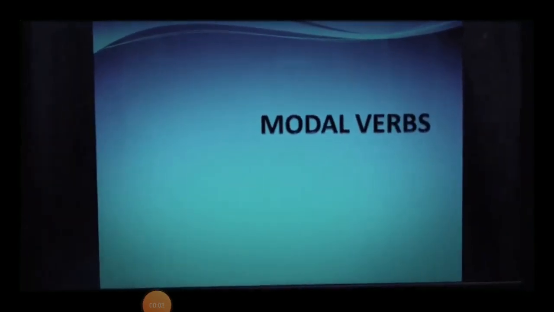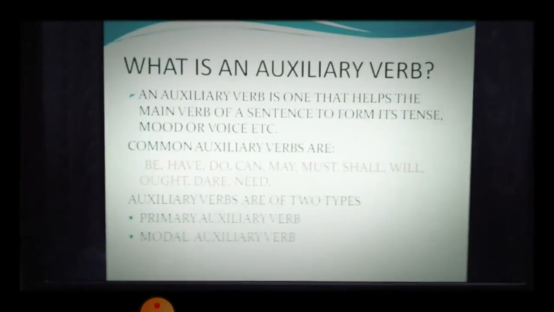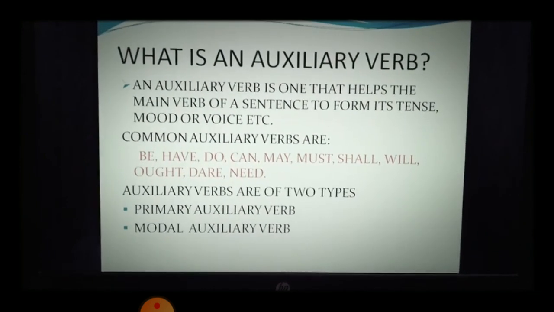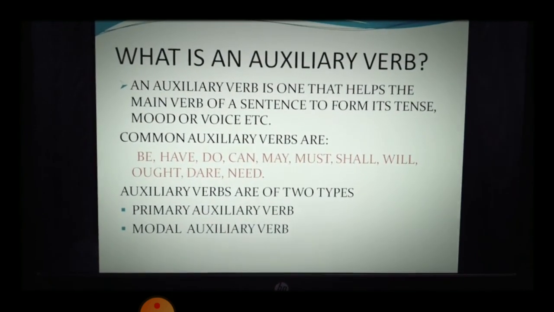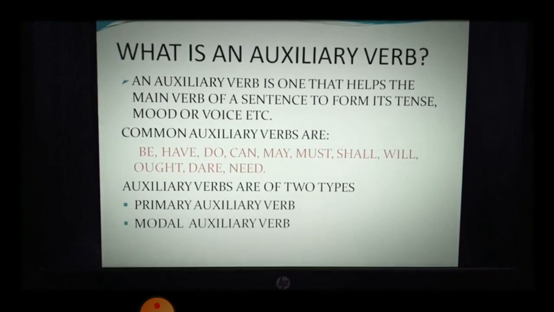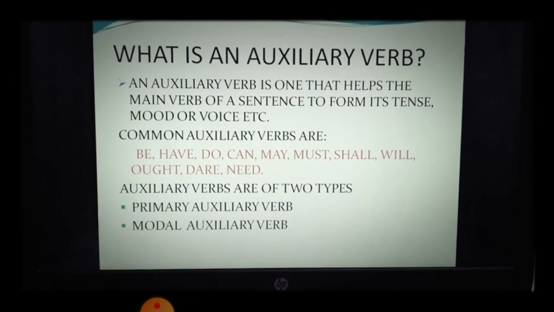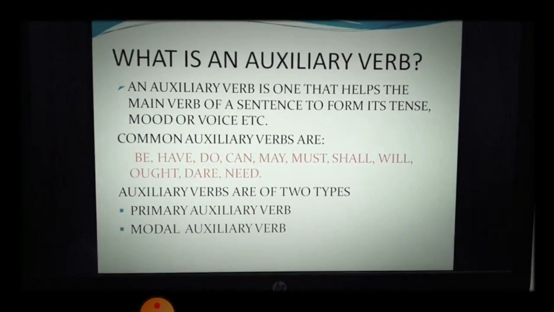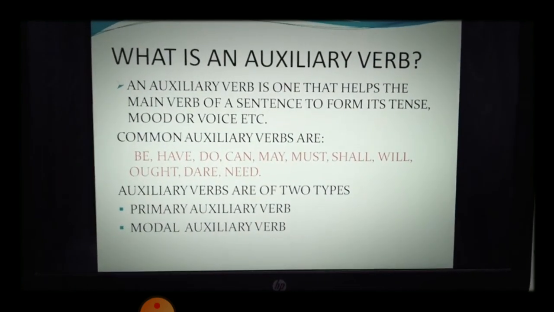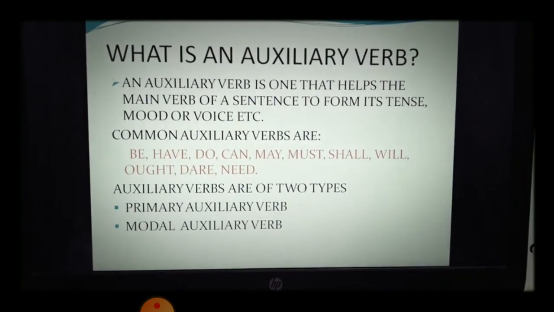So before going to modal verbs, first let us see what are auxiliary verbs. An auxiliary verb is the one that helps the main verb of a sentence to form its tense, mood or voice, etc. So, an auxiliary verb is a helping verb which is used with a main verb in a sentence to express the tense, that is the timing of the action, or the mood.